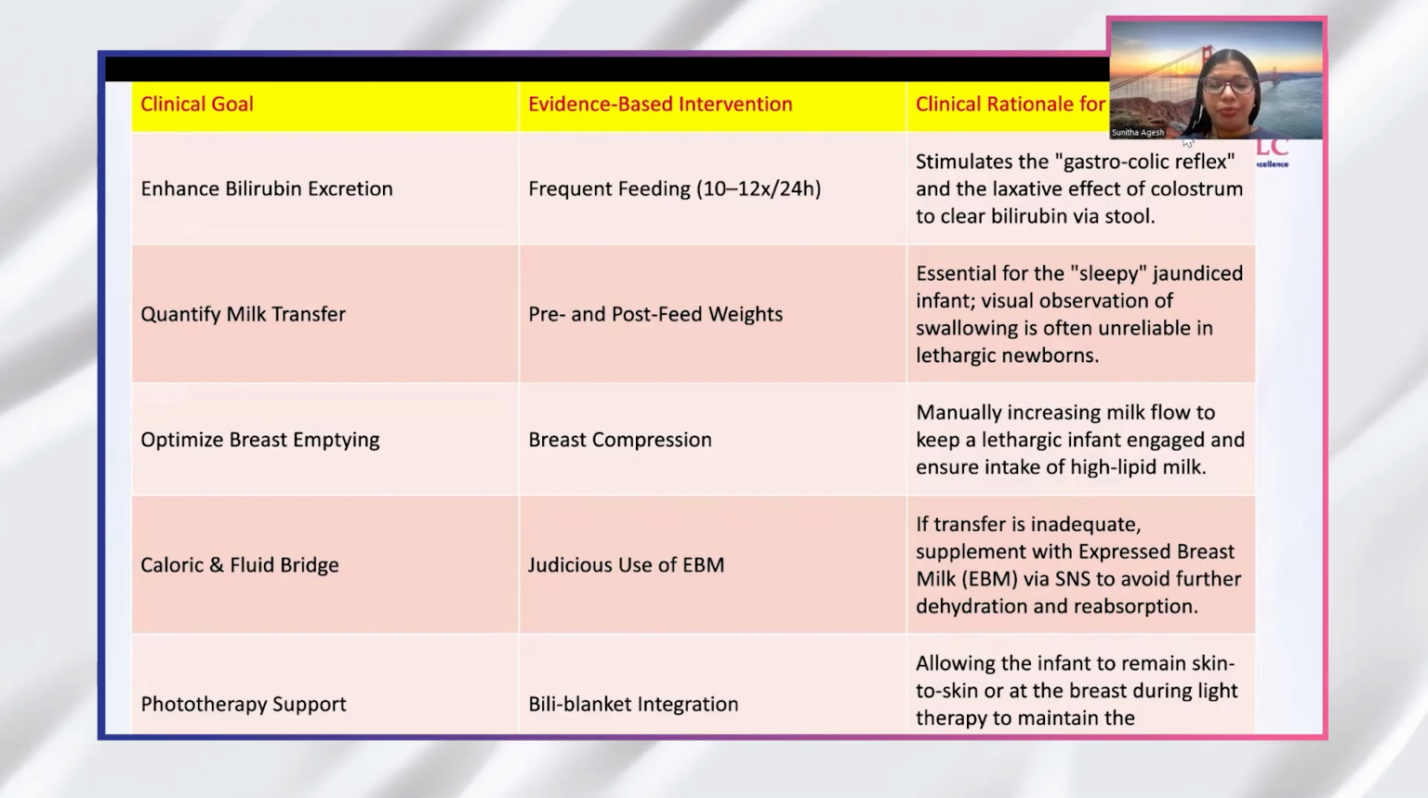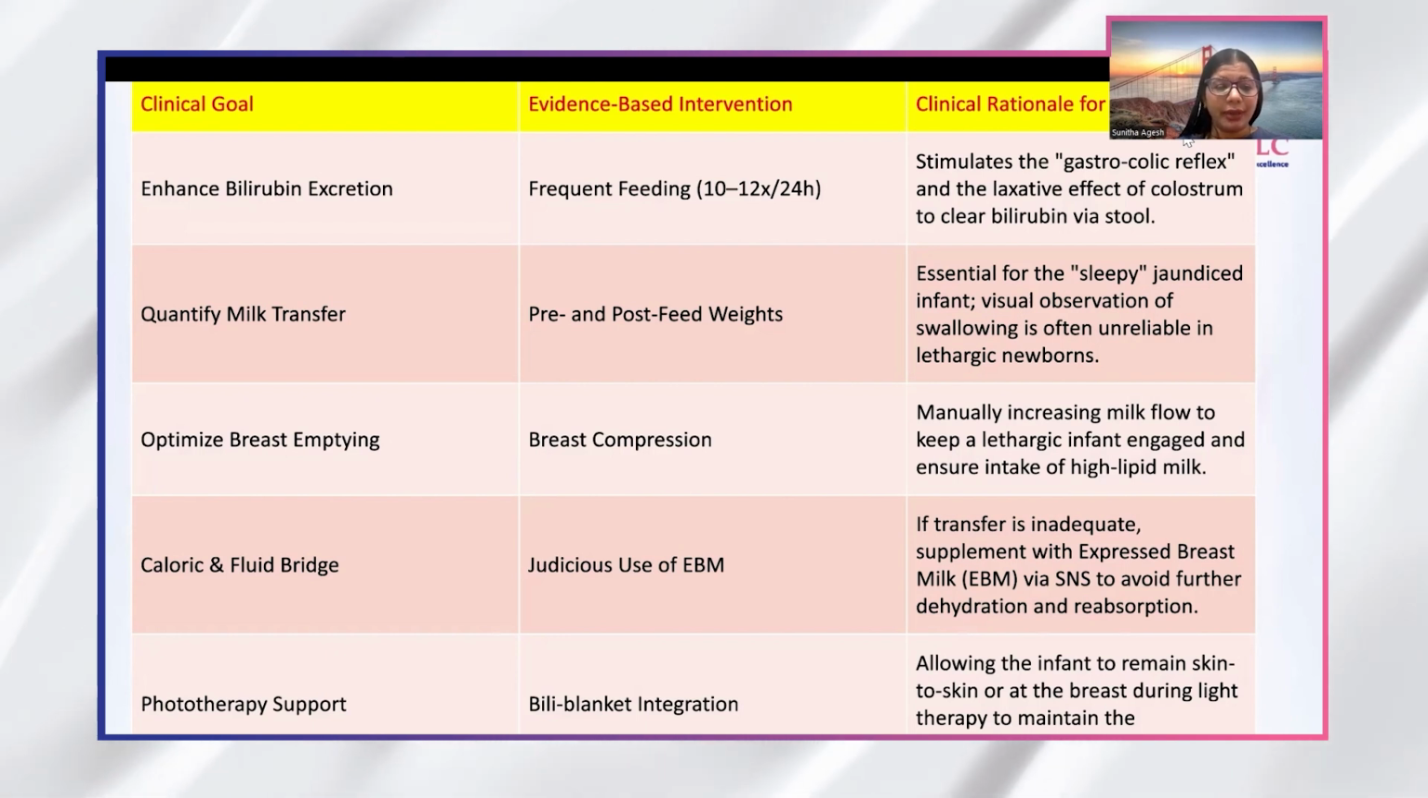Then caloric and fluid bridge. If the milk transfer is inadequate, we can inform the mother to express EBM, or we can give a supplemental nursing system to avoid further dehydration or reabsorption of bilirubin. Then phototherapy support. In phototherapy support, we can also improvise with a Billy blanket, so the baby remains skin to skin with the mother. There is no need to unnecessarily switch off the phototherapy for feeding. The baby can continue the breastfeeding relationship while on phototherapy.